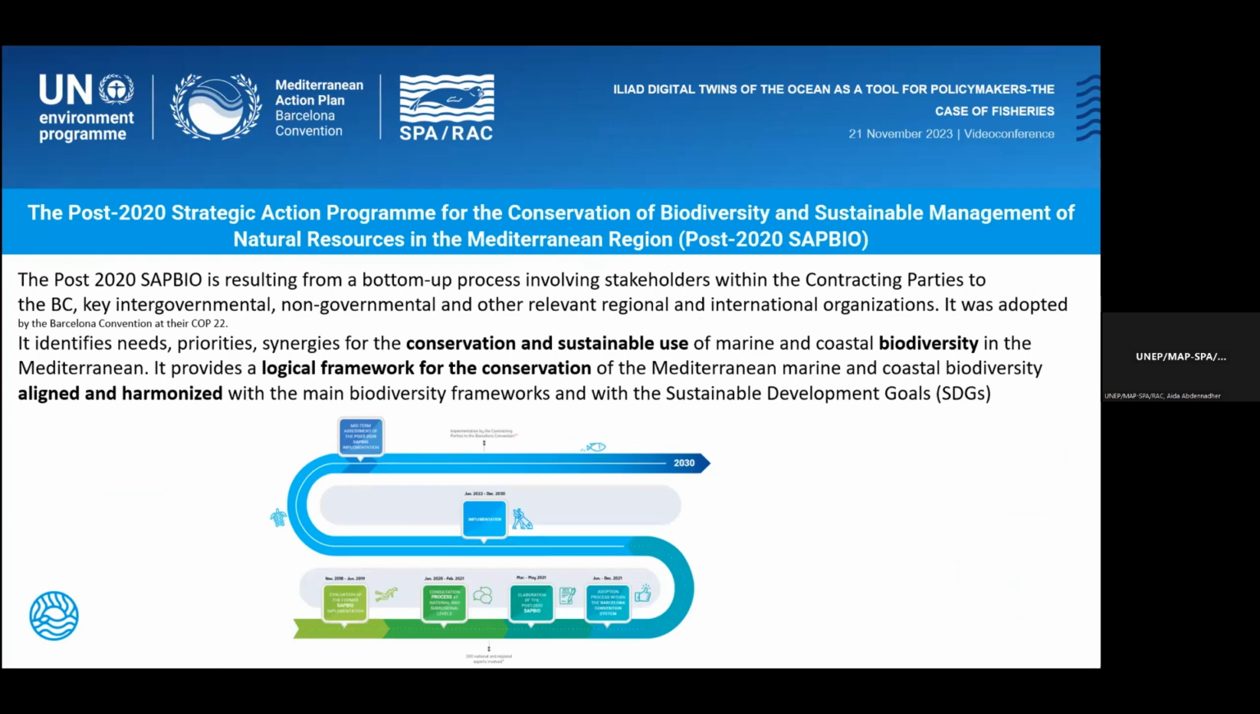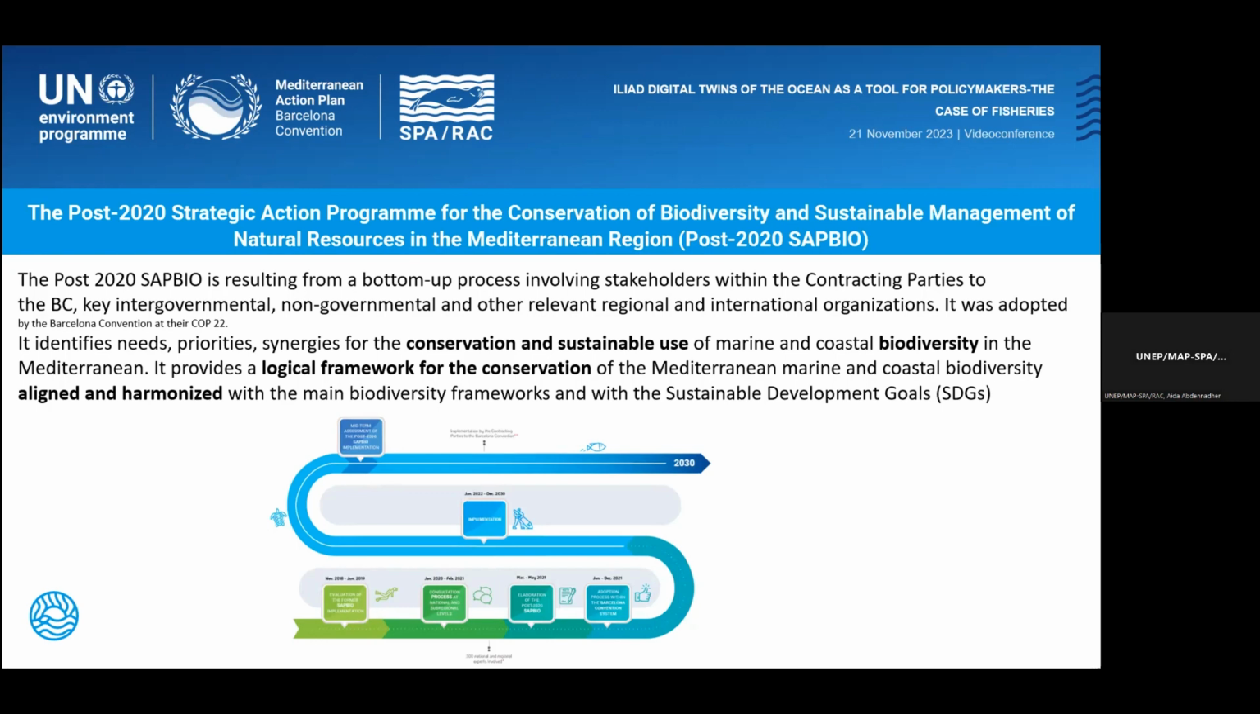Now we go to the post-2020 SAPBIO, which is a strategic action program for the conservation of biodiversity and sustainable management of natural resources in the Mediterranean region. So the post-2020 SAPBIO is resulting from a bottom-up process during 2020 and 2021, involving stakeholders within the contracting party to the Barcelona Convention, key intergovernmental and non-governmental and other regional and international organizations. It was adopted by the Barcelona Convention at their COP22 in 2022.